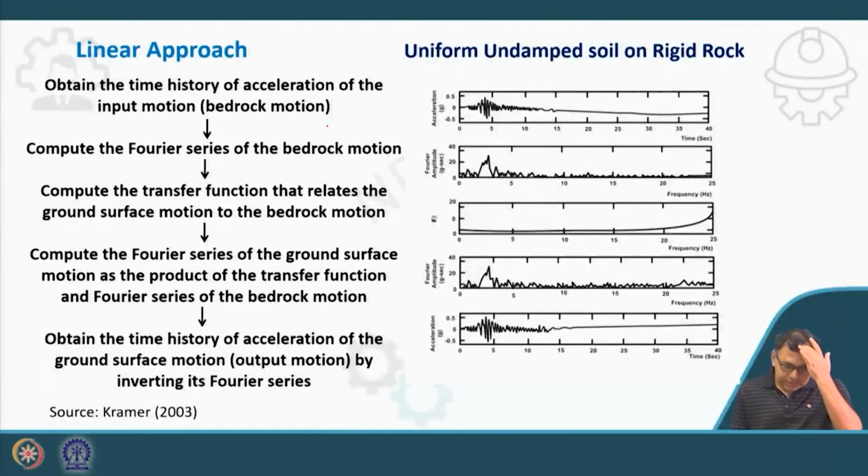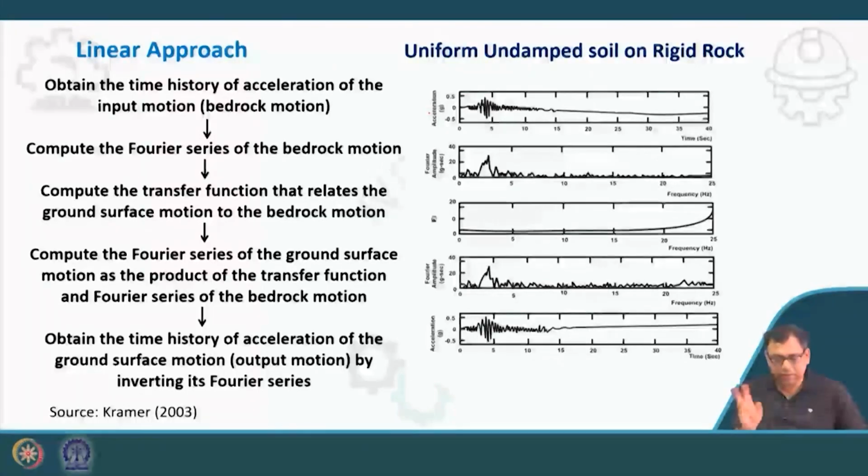First, I have that bedrock motion, which is my first figure, acceleration versus time. As I mentioned, you can measure the acceleration versus time, and if you integrate that acceleration you will get the velocity time history, then with further integration you will get the displacement time history. Once you get that bedrock motion, then compute the Fourier series of the bedrock motion.